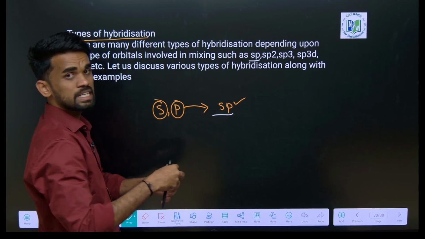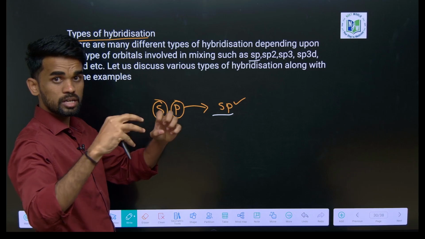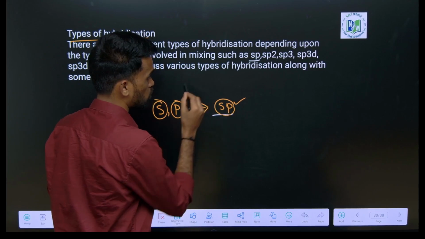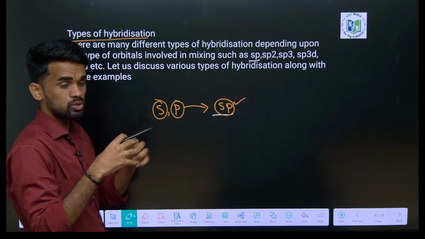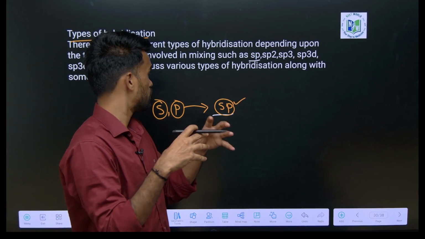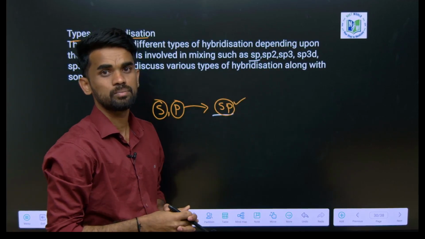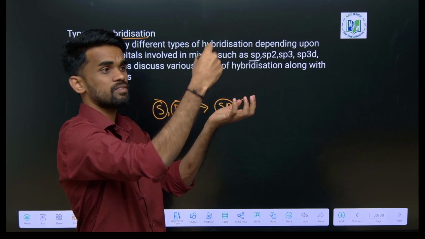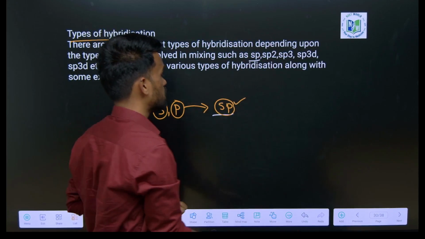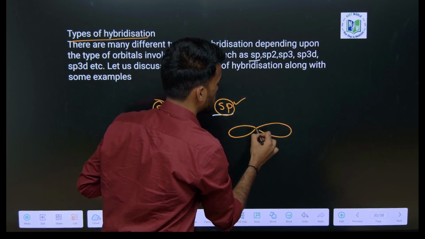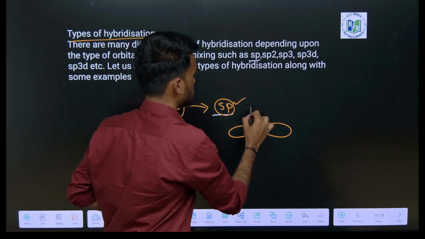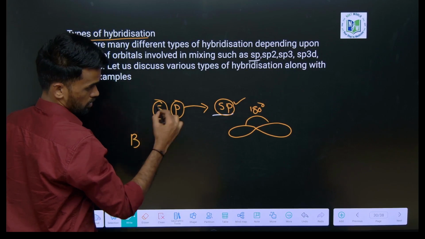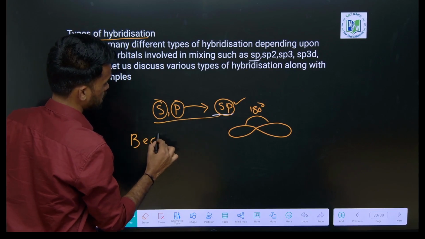So in order to avoid repulsions, we have to keep them at a maximum angle or maximum distance, right? So two hybrid orbitals are there. When we have two hybrid orbitals, what is the maximum angle we can keep in three-dimensional space? Just imagine one is this side, another one is exactly the opposite side, which means they are exactly 180 degrees to each other. So we will be getting something like this. What is the angle here? We are getting 180 degrees. For this kind of hybridization, we have BeCl2 as an example.